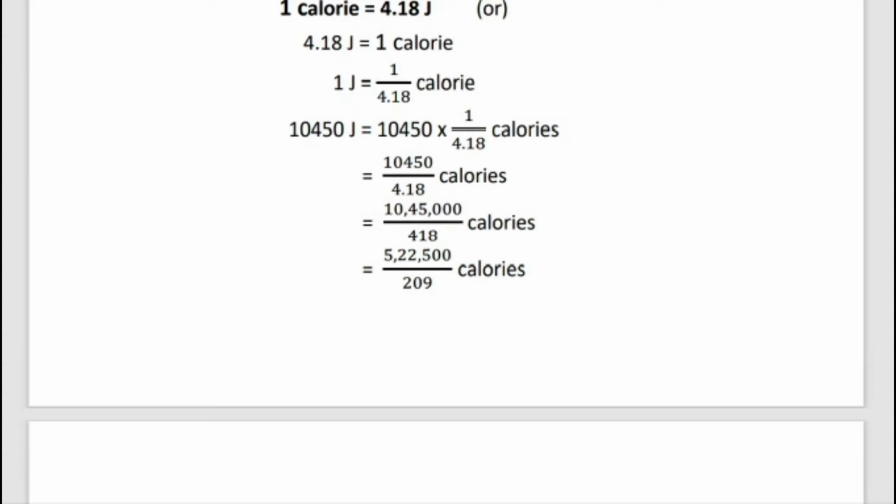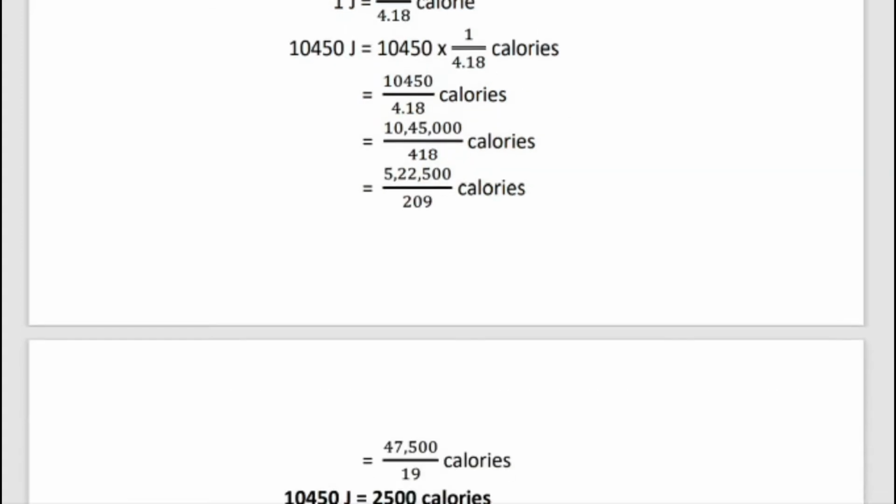We need 10,450 joules. So 10,450 joules is equal to 10,450 into 1 joule, and 1 joule is equal to 1 by 4.18 calories. So here 10,450 joules is equal to 10,450 divided by 4.18 calories. Multiplying by 100 on both sides, we get 10,45,000 divided by 418 calories.